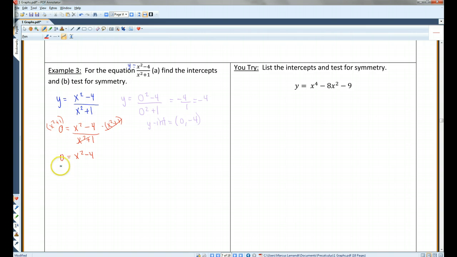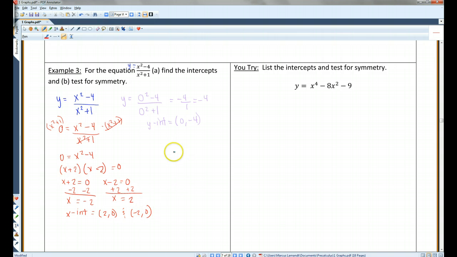This, once again, is a difference of two squares, so I've got x plus 2, x minus 2 equals 0. X plus 2 equals 0. X minus 2 equals 0. I'm going to subtract 2 from both sides. X equals negative 2. Then I'm going to add 2 to both sides. X equals positive 2. So the x-intercepts are 2, 0, and negative 2, 0. So I found the intercepts.